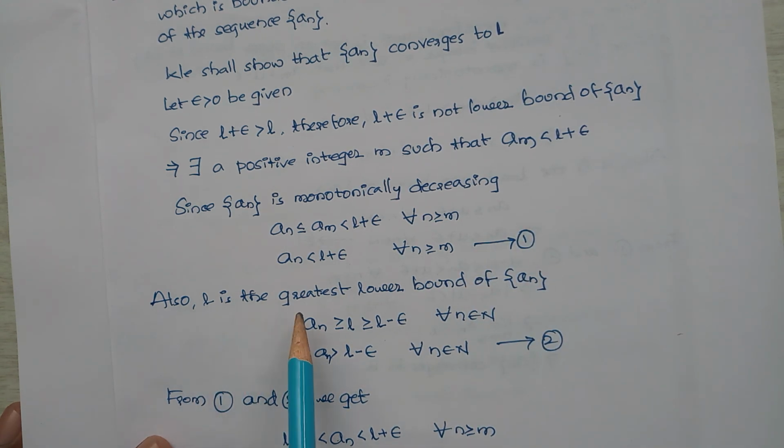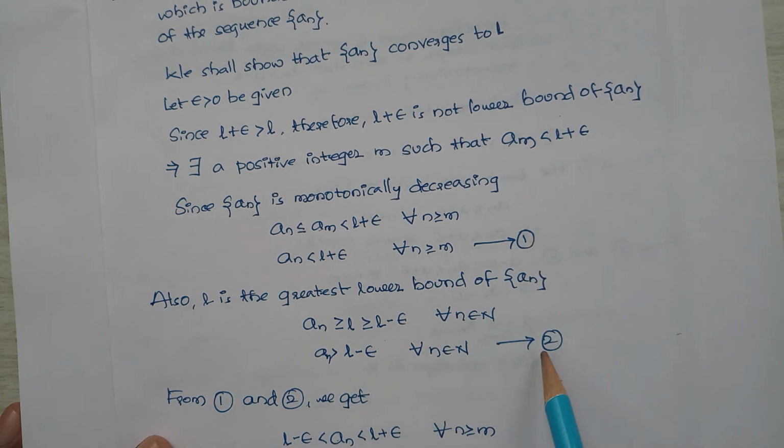And we know that L is the greatest lower bound of the sequence an, as we have already written above. Therefore I can write here, an is greater than or equal to L is greater than or equal to L minus epsilon. Therefore an is greater than L minus epsilon for all n belongs to N. I take this as equation 2.